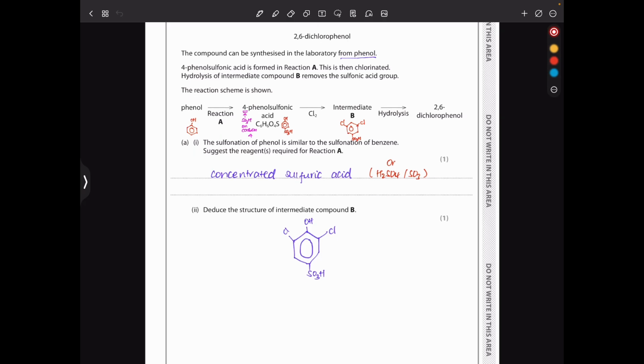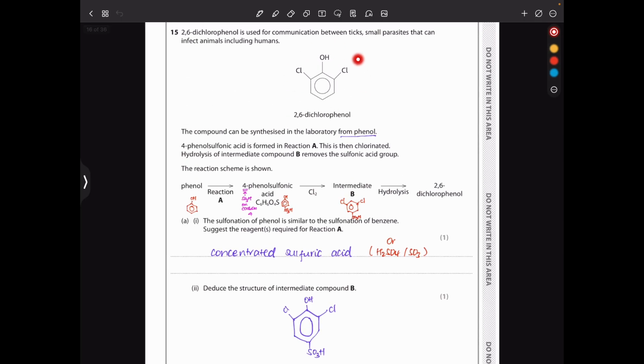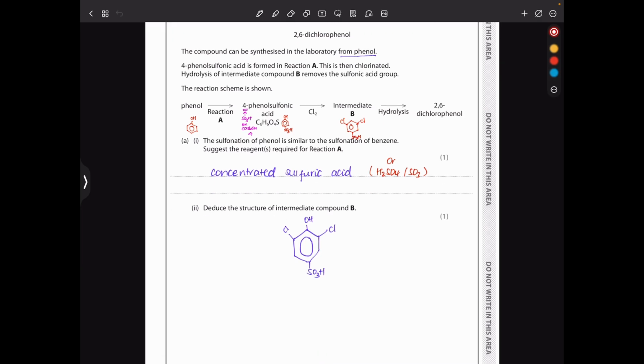Then they say deduce the structure of the intermediate B. This is formed after sulfonation as well as chlorination, and when we look at the intended product, since there is no more chlorination, it means the sulfonic acid is going to be here and then the other two, so the answer is this one here.